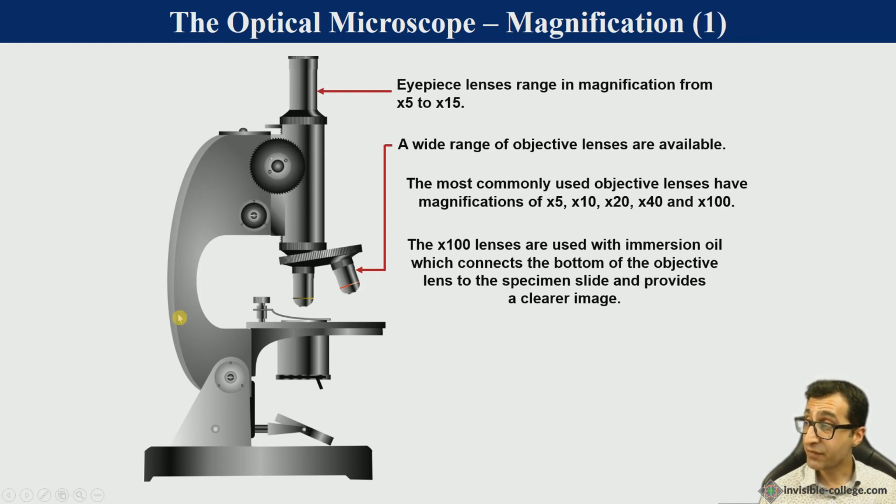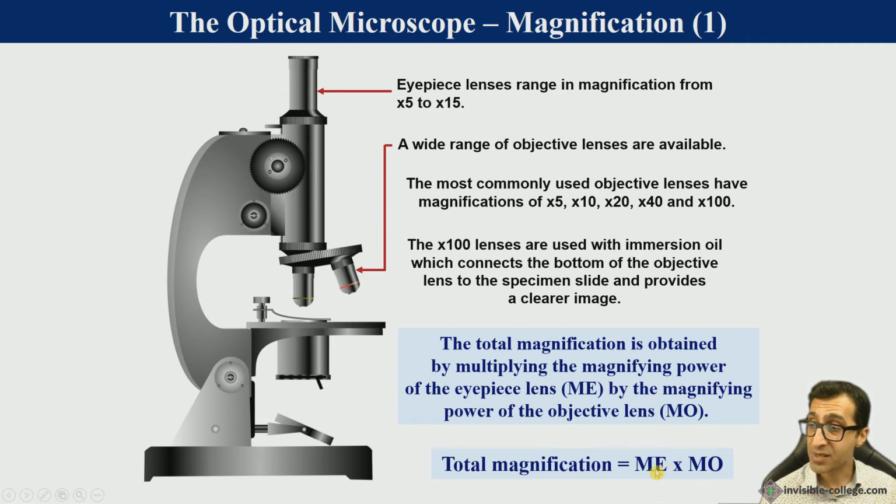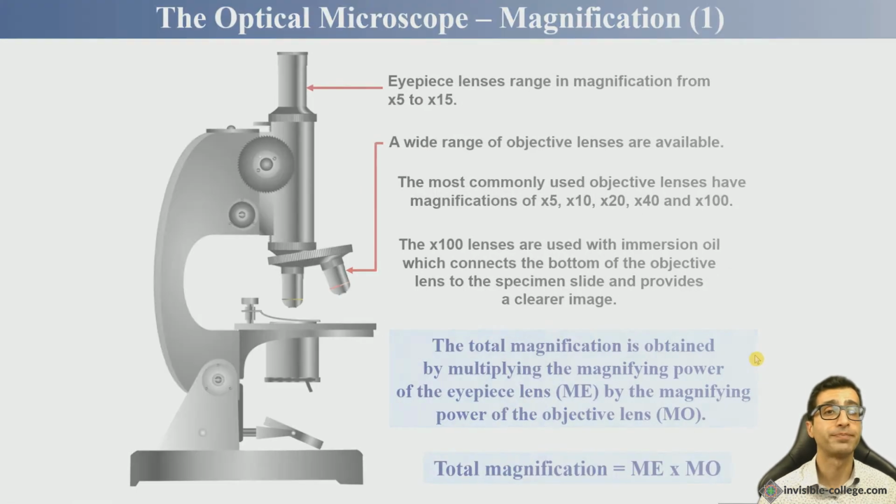Now, the total magnification of the microscope is calculated by multiplying the magnifying power of the eyepiece lens, or ME for short, times the magnifying power of the objective lens, or MO for short. So the total magnification achieved by an optical microscope is the product of the magnifying power of the eyepiece lens multiplied by the magnifying power of the objective lens.